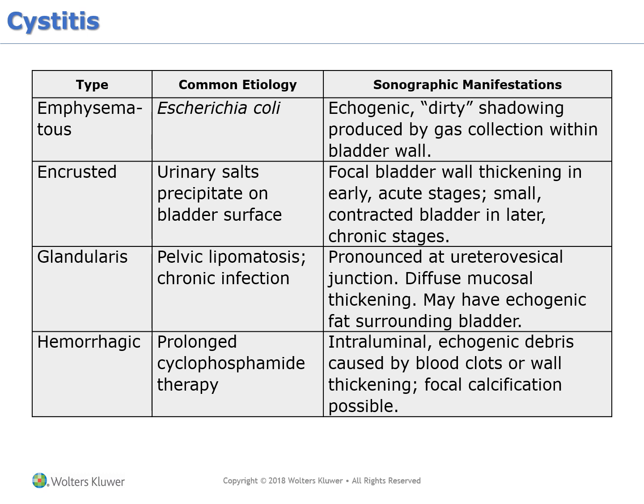Then there's hemorrhagic cystitis, and that would be from the use of prolonged cyclophosphamide therapy, so a drug therapy, and with this hemorrhagic, you'll see echogenic debris caused by blood clots. So you're going to have that typical hemorrhage appearance as it bleeds and then goes through that clotting process, and ultimately, if the clot is not resolved, it will become focal calcifications.